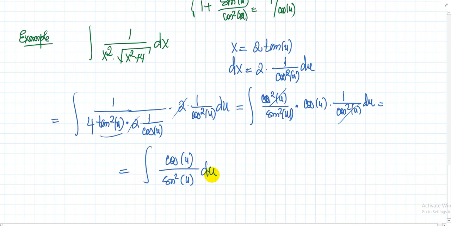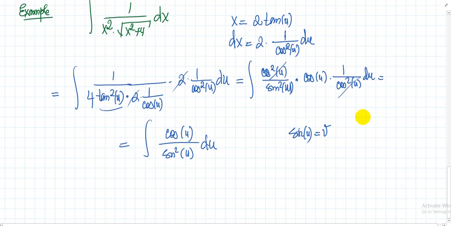I mean, actually, this is easier than in the previous cases. So how to integrate this function? Do you have any ideas? Substitution method, right? So what kind of substitution do I need to do? We need to substitute the sine of u as some new variable v, right? Then I need to take the derivative from both sides. What is the derivative from the left-hand side?